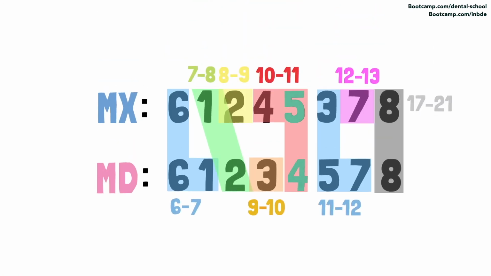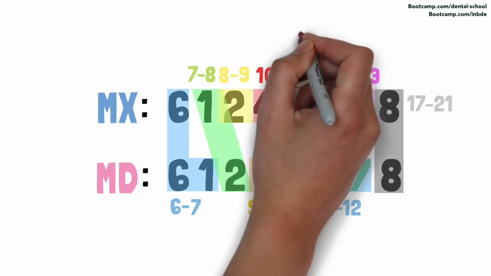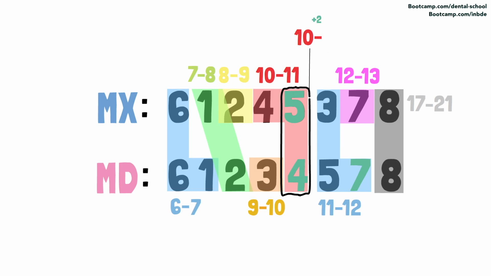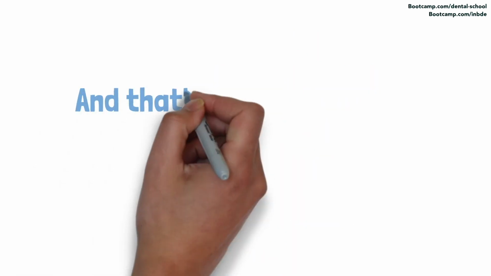If we head back up to our drawing, we can locate 547. 5, 4, and 7. First, the 5 and 4 erupt between 10, add 2, and 12 years. And then the lower 7 erupts between 11, add 2, and 13 years. Now we have the complete eruption sequence and timing of the permanent dentition.